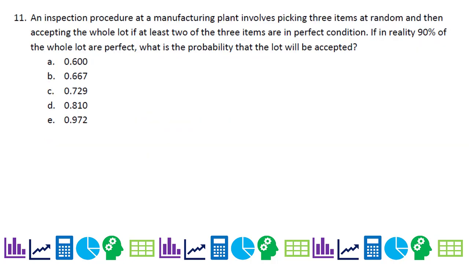Number 11, an inspection procedure at a manufacturing plant involves picking 3 items at random and then accepting the whole lot if at least 2 of the 3 items are in perfect condition. If in reality 90% of the whole lot are perfect, what is the probability that the lot will be accepted?